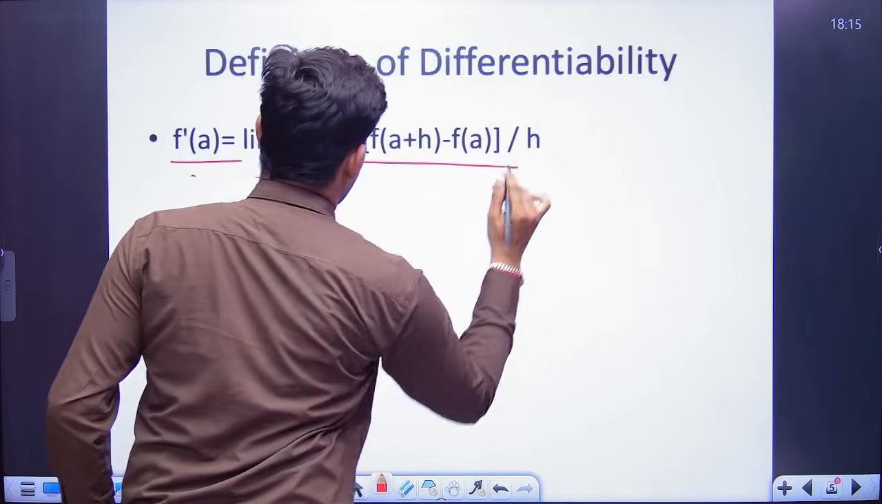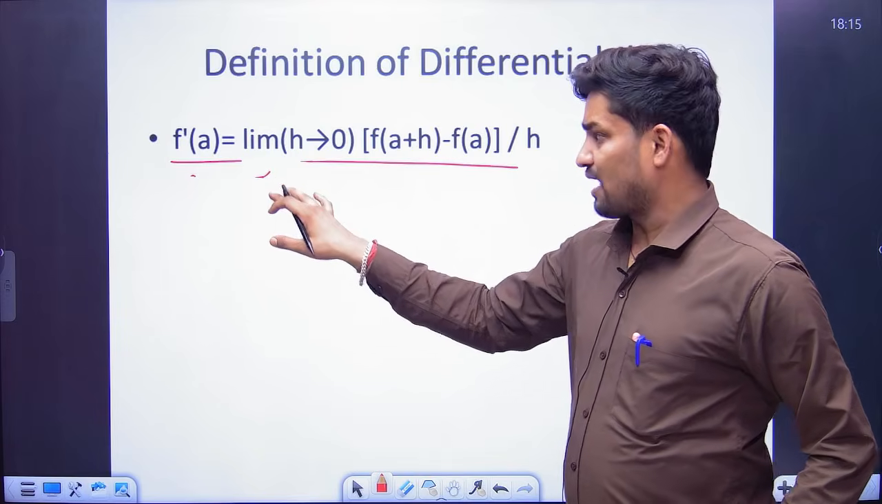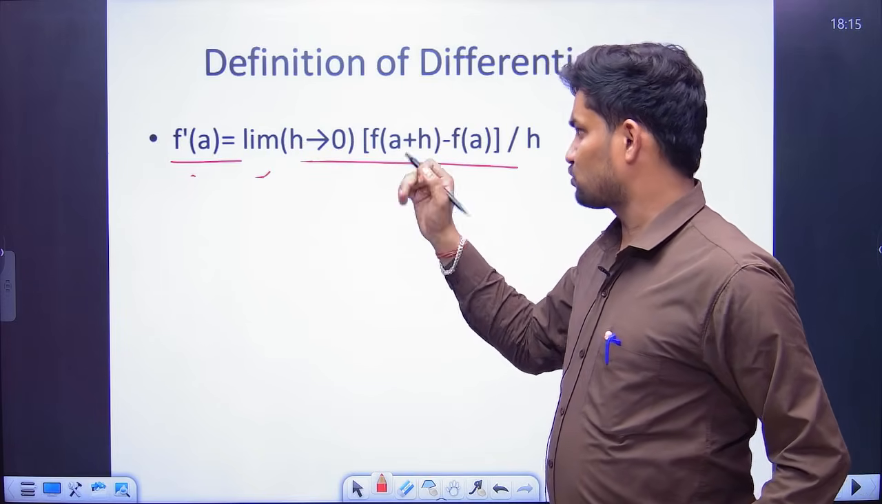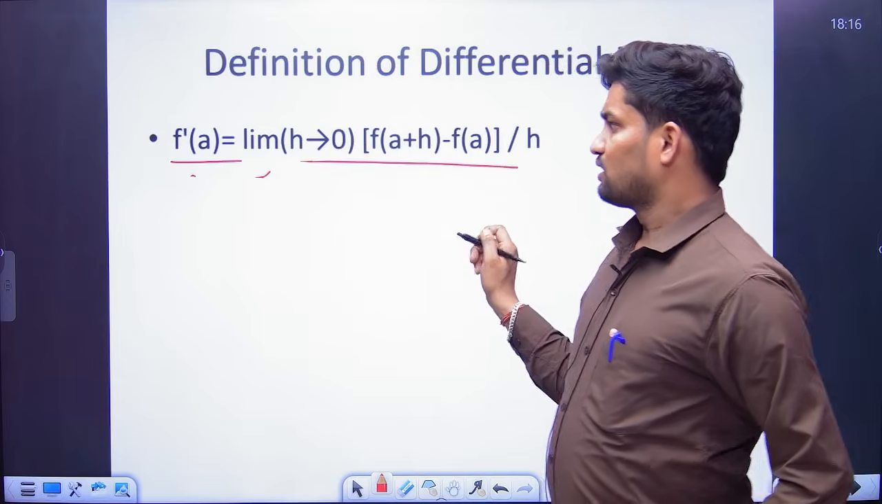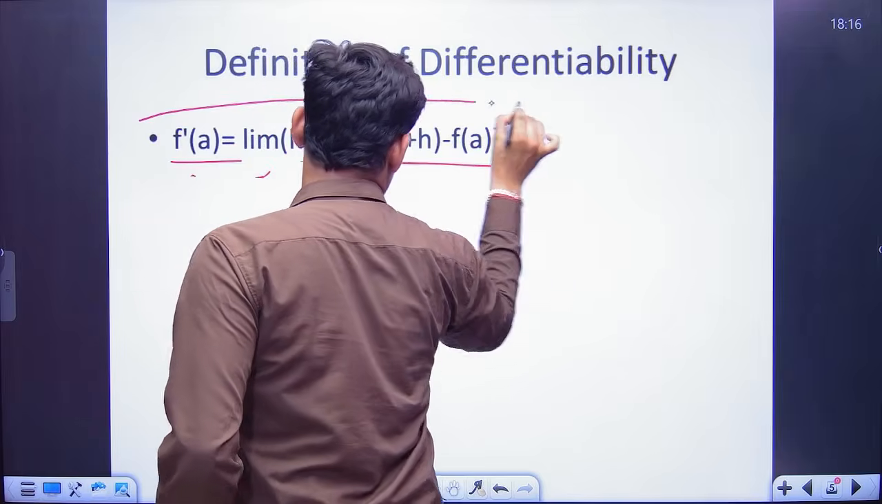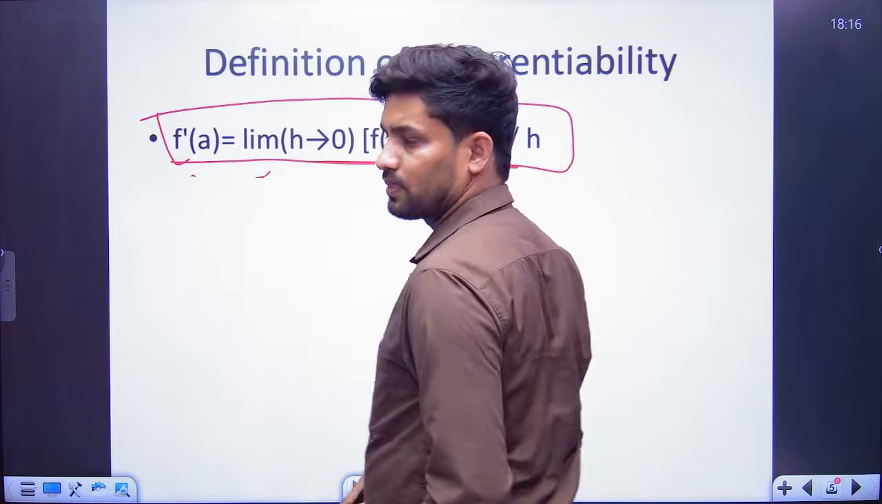It is the main formula of differentiability. F dash of a equal to limit h tends to 0 of f of a plus h minus f of a upon h. This is the main formula to find the differentiability of any function.